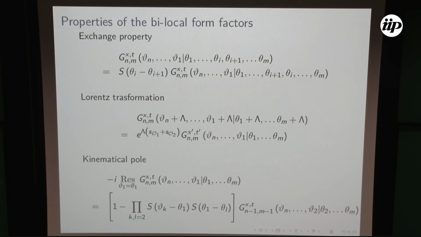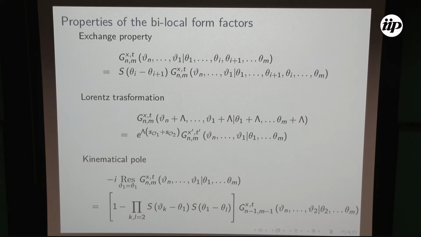Okay, so the question is, if we have these brute force bilocal form factors, are they really good or not? We were able to show that they satisfy the exchange properties for both the incoming and outgoing particles. They satisfy the Lorentz transformation, but the form factor is also transformed because it explicitly depends on the space-time of the second operator. But the really important and crucial part for us is that they satisfy the kinematical pole axiom the same way as for the single operators. So it's the same kinematical pole as we had before.